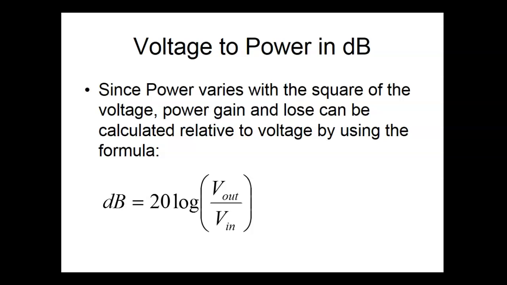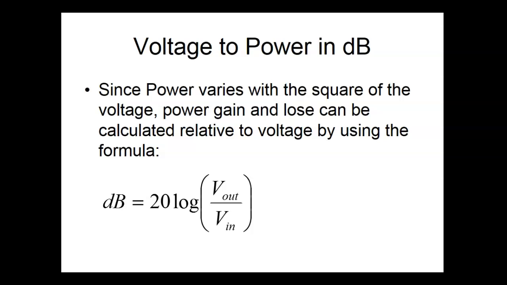Since power varies with the square of the voltage, this is the formula. I can calculate power gain by using voltage. So I'm taking V out over V in. I take the log, and instead of multiplying it by 10, I multiply it by 20. And that compensates for the square, right? And this would be the same for current too.